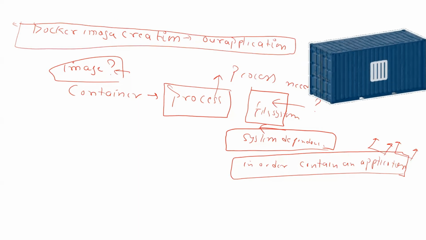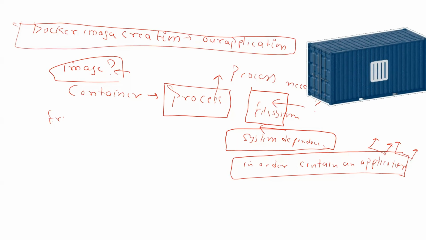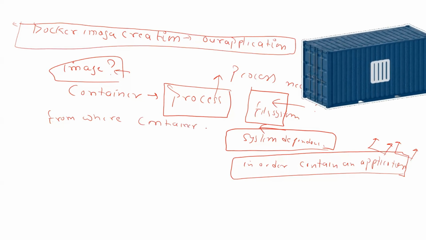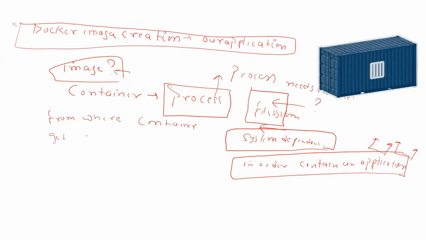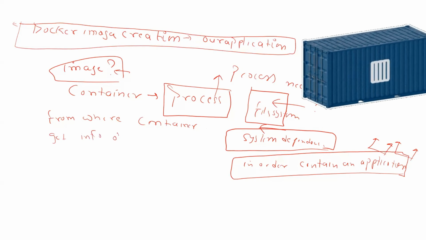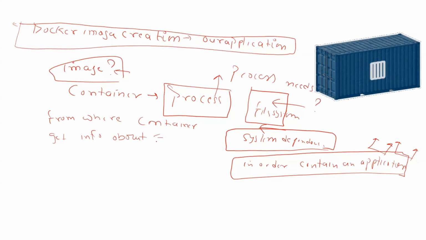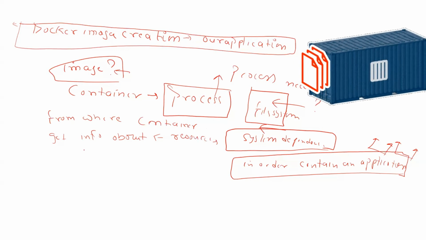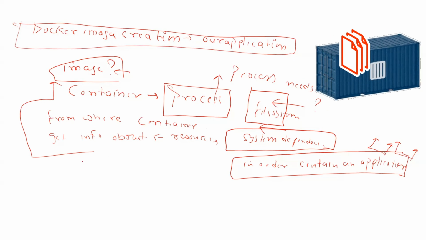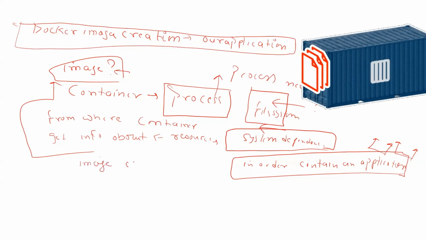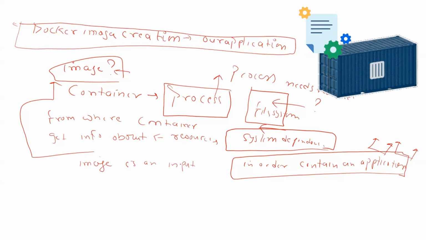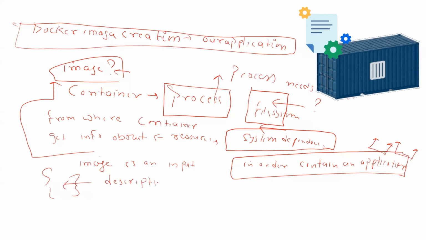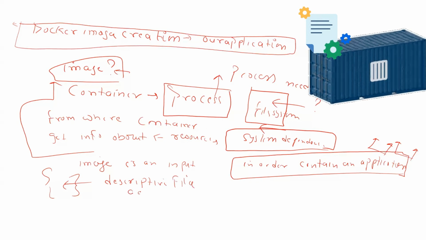So where does this information come from? From where does the container get the info about the resources which we have just discussed, right? So the answer to this is an image. So image is an input to the container and is a descriptive file called Docker file.